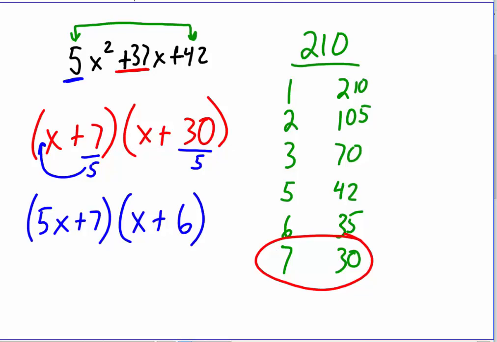Now, if we wanted to make sure that we were correct, then we could actually just multiply now. We could take this and multiply it here and here and here. And we'd better be going back to our original problem. If we do, we know we got the factoring right. If we don't, then we know we messed up somewhere.